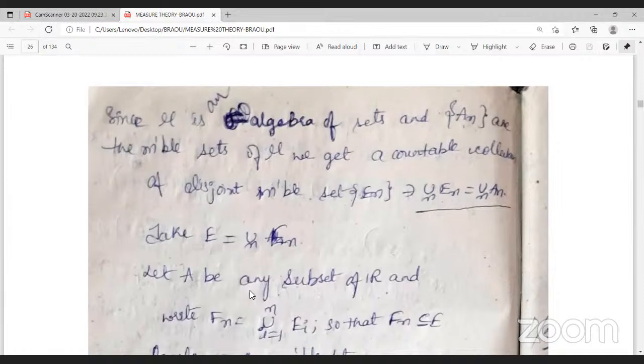Now observe here: E1 minus E equals E1 minus the intersection n equal to 1 to infinity of En. Check here, take the union roughly: F1 union F2 union, and so on. Equal to, what is that? We can write E1 minus E.